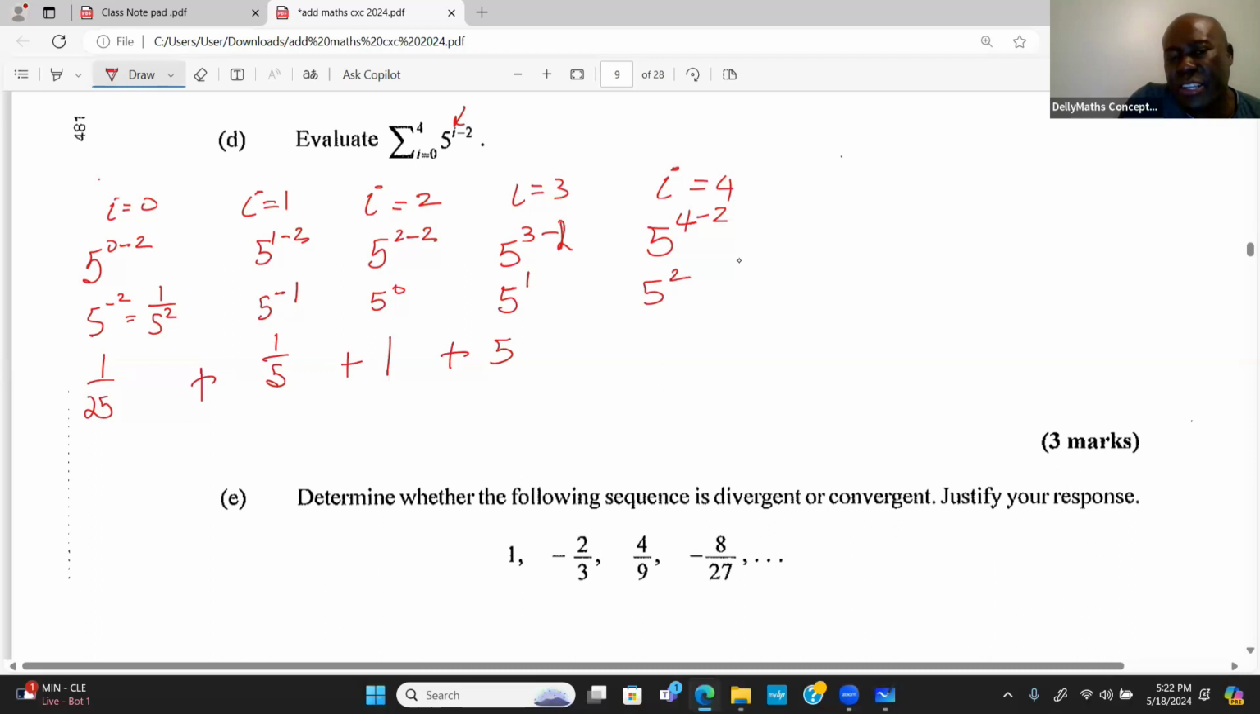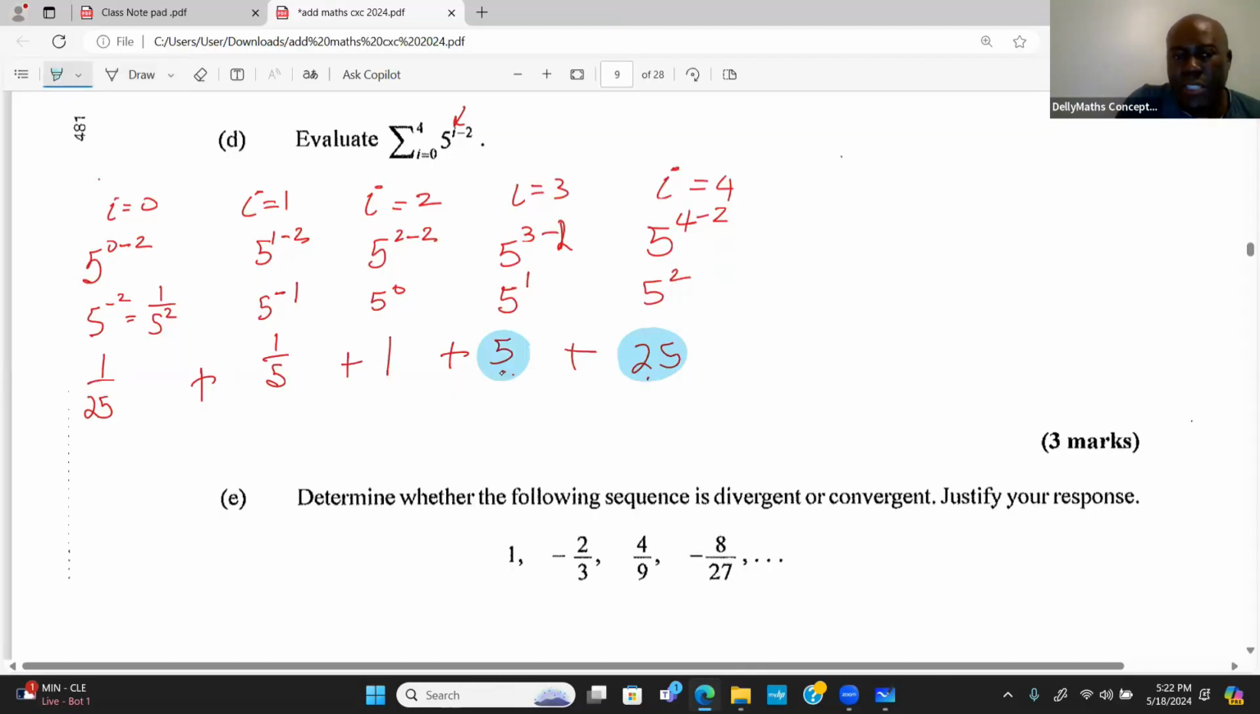All right, so this is going to be 5 squared, which is 25. If we're adding up 5 plus 25, so 25 plus 5, that's 30, plus 1, this is 31. And then we need to add these quickly. We can represent this as 5 over 25. So remember, we're working with the same denominator.